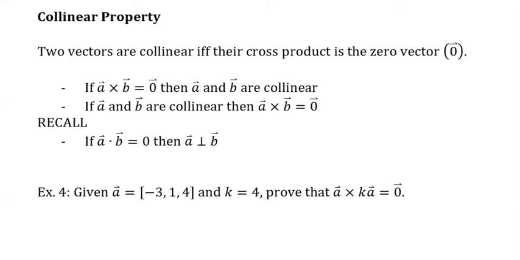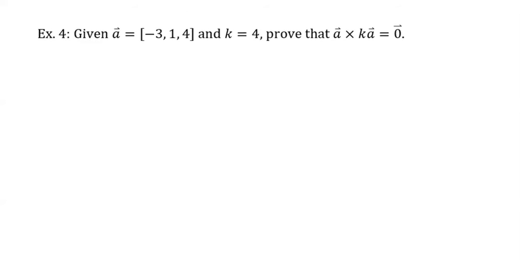And if A and B are collinear, their cross product will be 0, right? That's what the if and only if means, it goes both ways. So let's use this. Given A and some constant K, prove that A cross KA is 0. When I take A and multiply by a constant, a scalar, they will be collinear. That's almost the definition of what collinear is, right? Scalar multiples of each other. So this has to be true. Let's show it with this example.